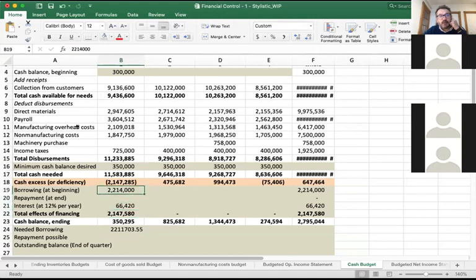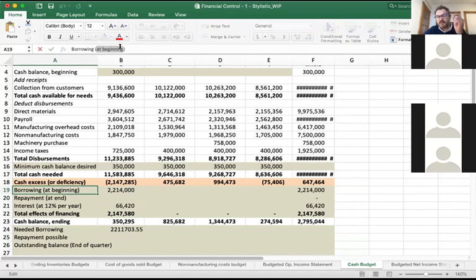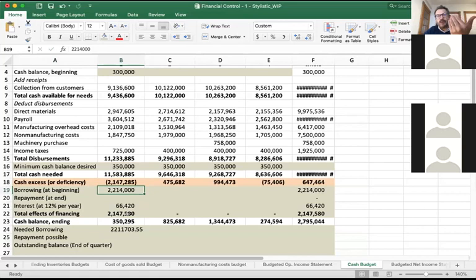Knowing that we borrow money this time at the beginning, right? We borrow the money at the beginning. So we anticipate. So this is why it's different from the previous one. And this is also why it's more tricky for the calculation. We have to anticipate. And so we borrow 2.21 million on the 1st of January already.